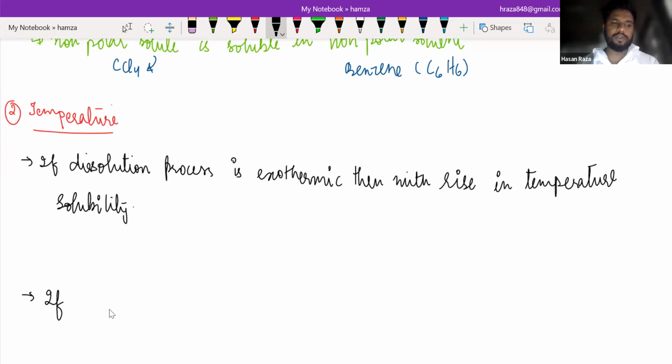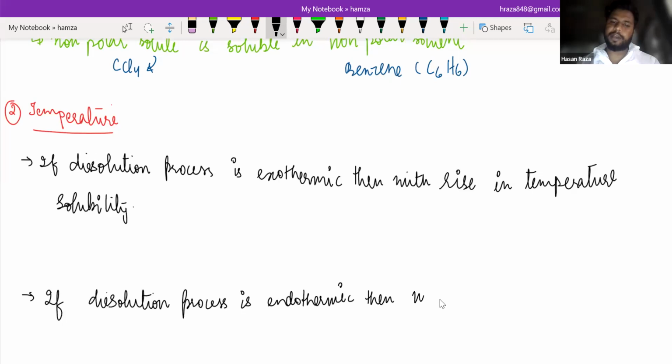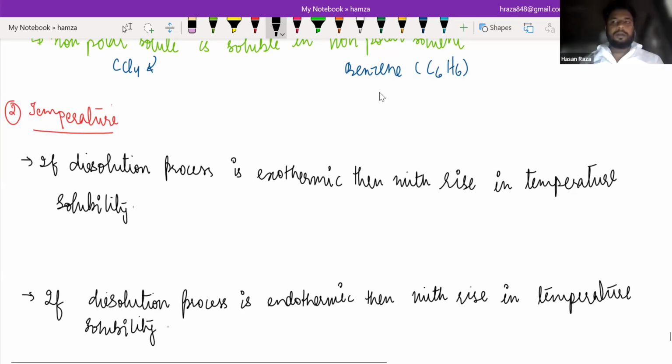And if the dissolution process is endothermic, then with rise in temperature, what happens with solubility? I am going to discuss.